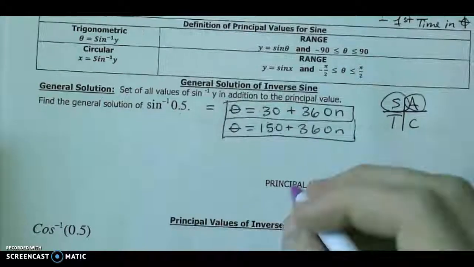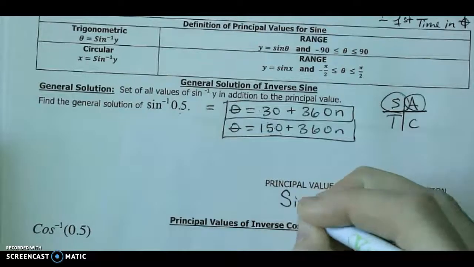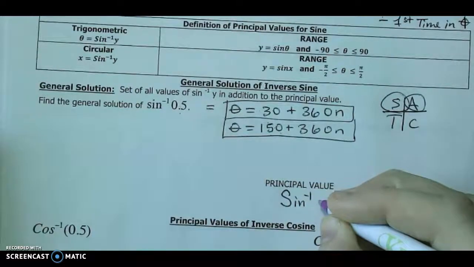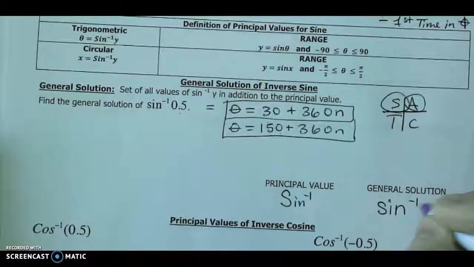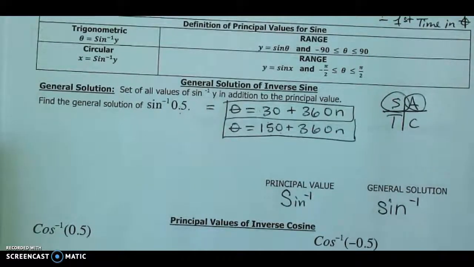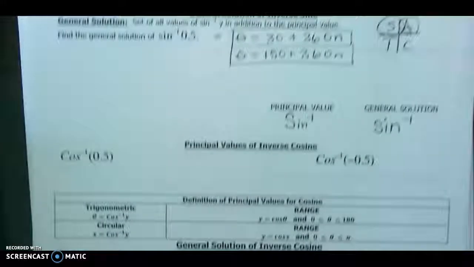Principal value is going to have a capital S when it asks for it, capital S, and then lowercase for the general solution. So that's how you can kind of tell the difference. So that's sine. Let's move on and talk about cosine.